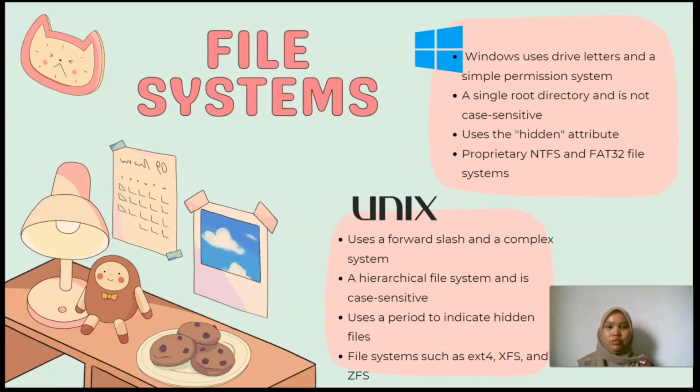Next, Windows uses a single root directory and is not case sensitive, while Unix uses a hierarchical file system and is case sensitive. Windows uses the hidden attribute as well as proprietary NTFS and FAT32 file systems, while Unix uses a period to indicate hidden files and more open and portable file systems such as ext4, XFS, and ZFS.